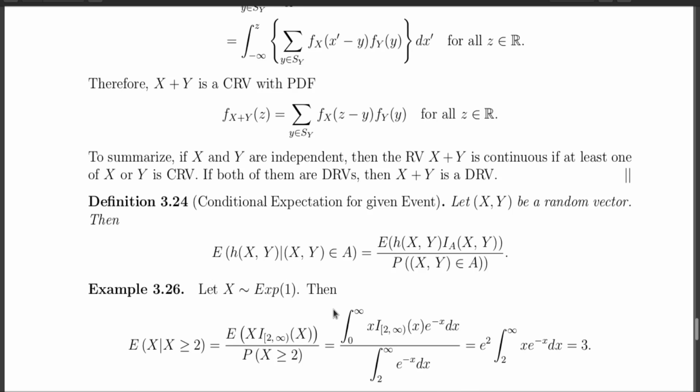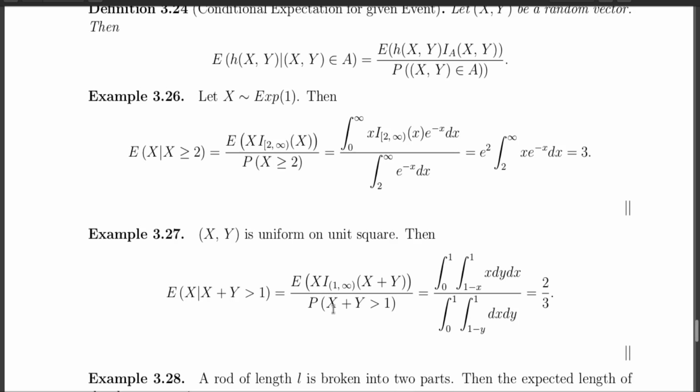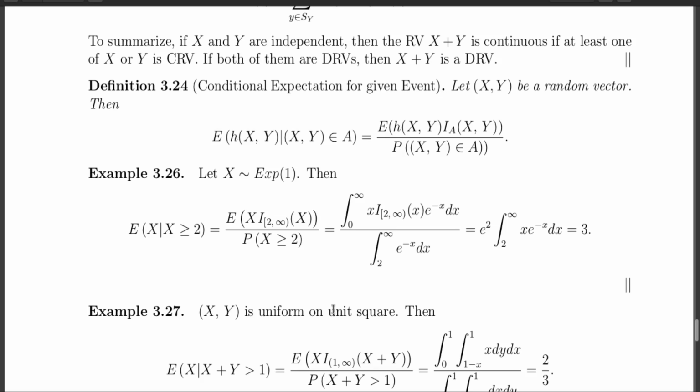Okay, so let us just see one more definition. Till now we have talked about conditional expectation for some event like X equals x or Y equals y. Sometimes we need to find the expectation for more complicated events like (X, Y) belongs to A. A may not be a singleton one.